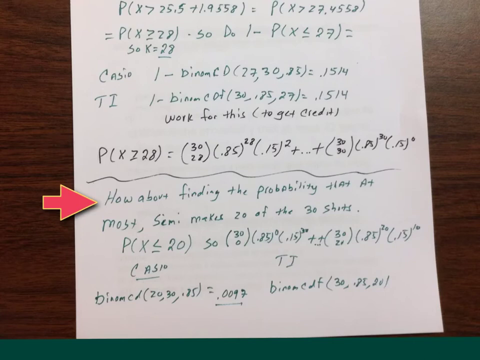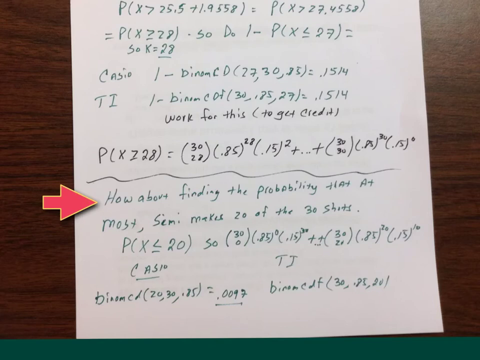If we want to find the probability that at most Simi makes 20 of the 30 shots, it would be the probability that x is less than or equal to 20. This is like table A, in that the information you're getting out of your calculator is to the left. See below the Casio and the TI steps. Again, the steps from the calculator will not receive credit, so you'll have to write out the formula.